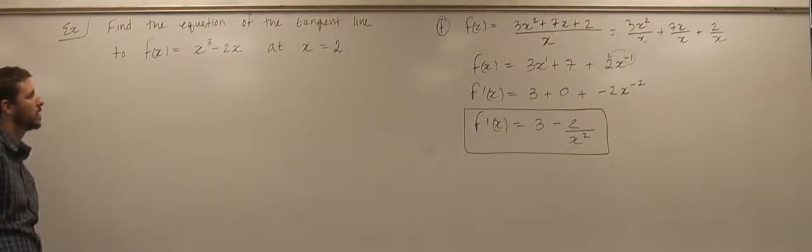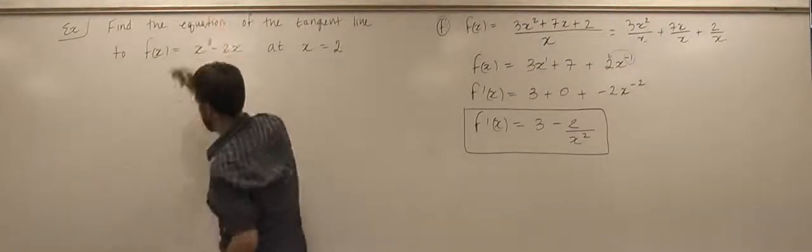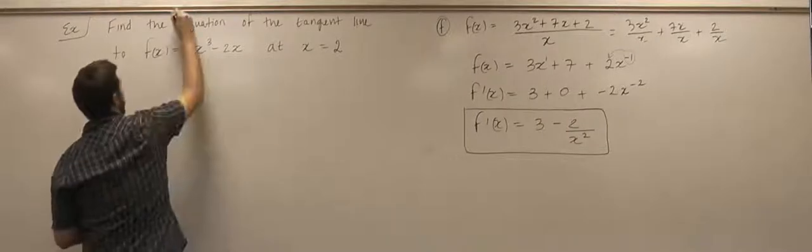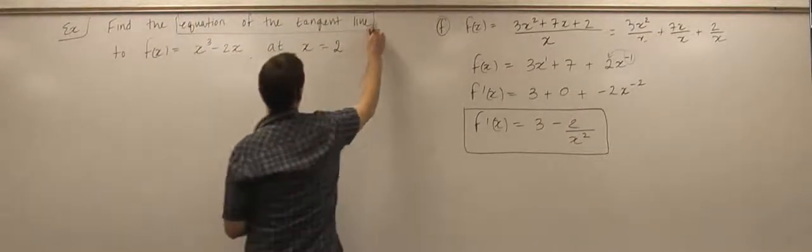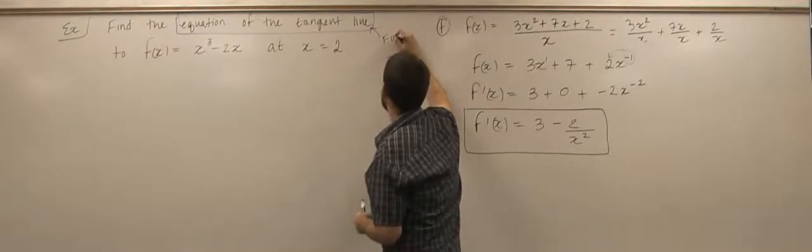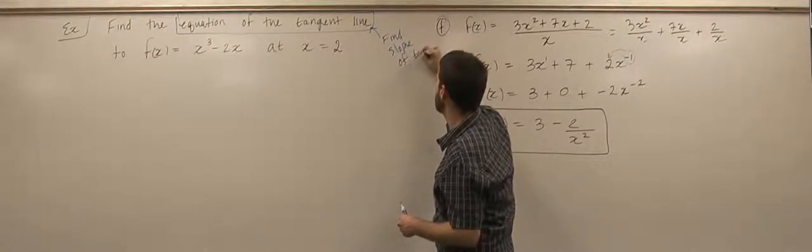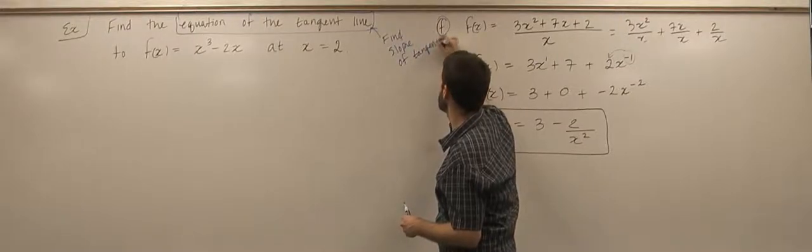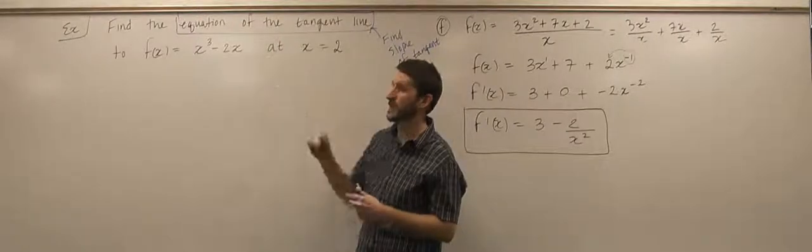I don't know how to start. You don't know how to start? Okay, so we're trying to find the equation of a tangent line, right? To find the equation of a tangent line, the first thing you need is the slope of the tangent line. And we learned that the slope of the tangent line is the same thing as the derivative. So I'm going to start by taking the derivative.